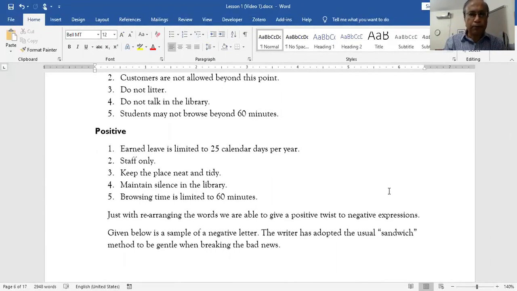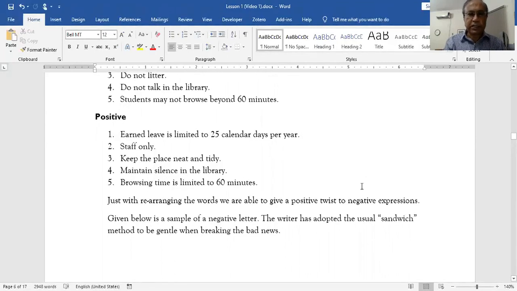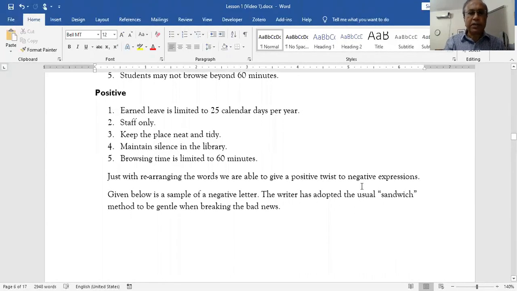Negative number 4: do not talk in the library. The positive spin is: maintain silence in the library. Negative sentence number 5: students may not browse beyond 60 minutes. And the positive sounding sentence being: browsing time is limited to 60 minutes.